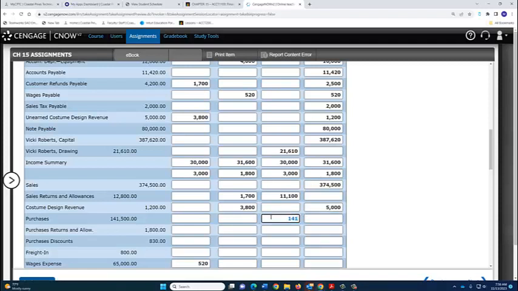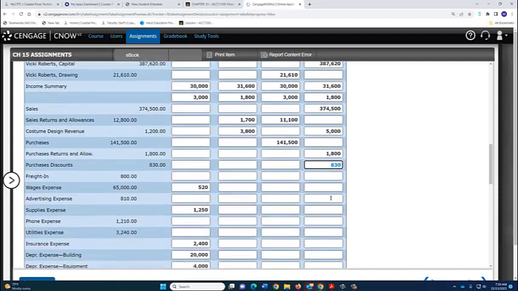Purchases stays the same. Purchase returns and allowances did not change. Purchase discounts is just brought over. Freight in is 800. Wages, we have a debit and a debit. So 65,520. Total 65,520, and they stay on the debit side.